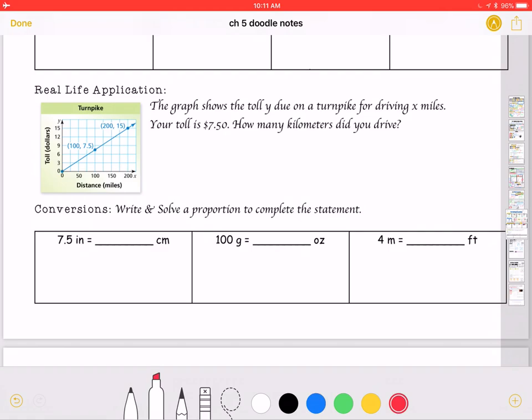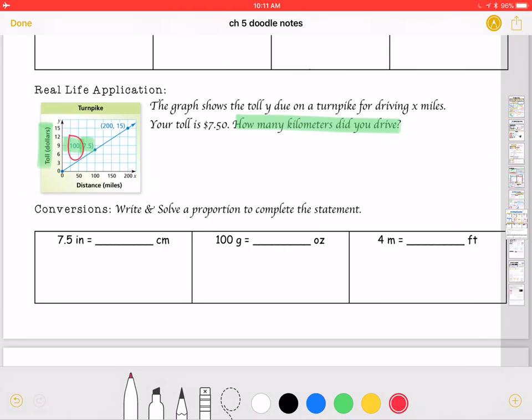If your toll was $7.50, how far did you travel? So your toll was $7.50. They're telling you drove 100 miles. I want to know how many kilometers you drove then. So if you drove 100 miles, we're trying to figure out how many kilometers that is.